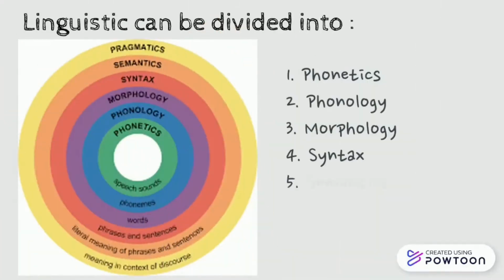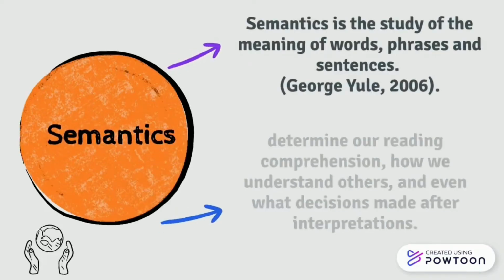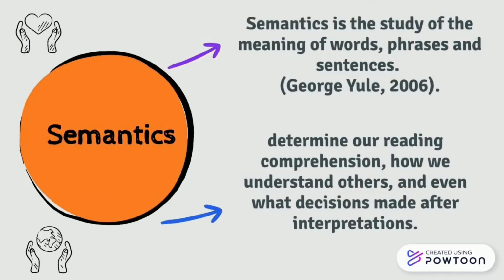Linguistics can be divided into a few major branches, which are phonetics, phonology, morphology, syntax, semantics, and pragmatics. Now, let's start our topic today. Semantics is the study of the meaning of words, phrases, and sentences. Semantics largely determines our reading comprehension, how we understand others, and even what decisions we make as a result of our interpretations.